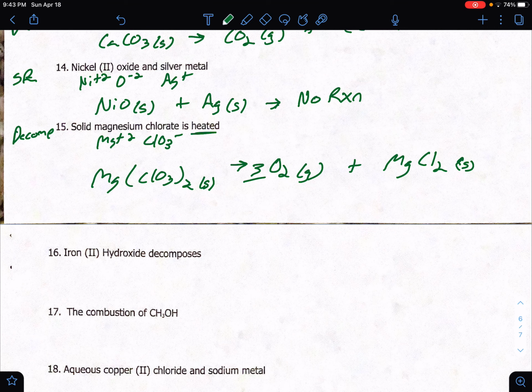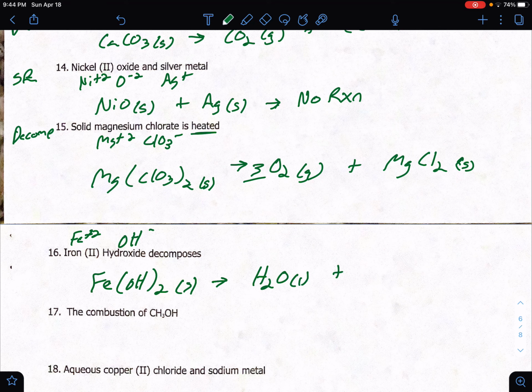Iron 2 hydroxide, so Fe +2, OH with a -1. Fe(OH)2 is how it's going to look once it's balanced. Neither are on my cations and anions list, so this is going to be a solid. If I can make H2O, I'm going to make H2O, so I can. Iron is going to hold on to one of those oxygens since hydrogen left, so this becomes iron oxide, which is a solid. So this one comes out balanced, so this one's done, and this is decomposition.